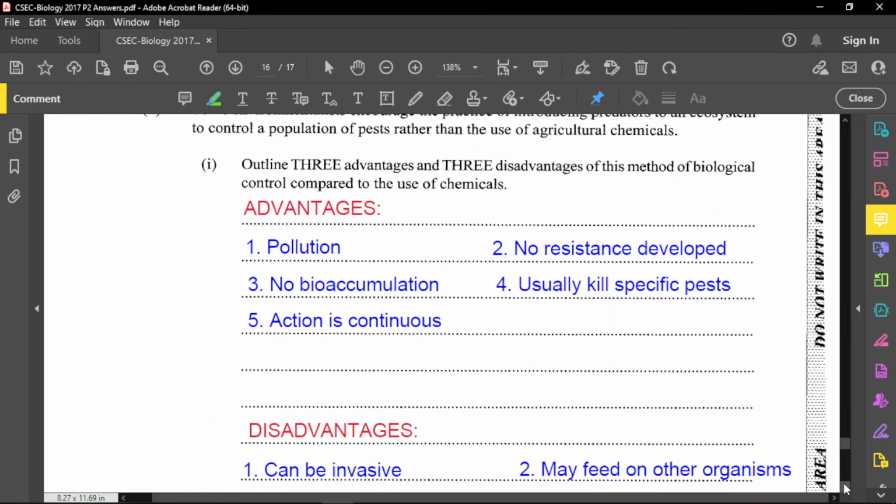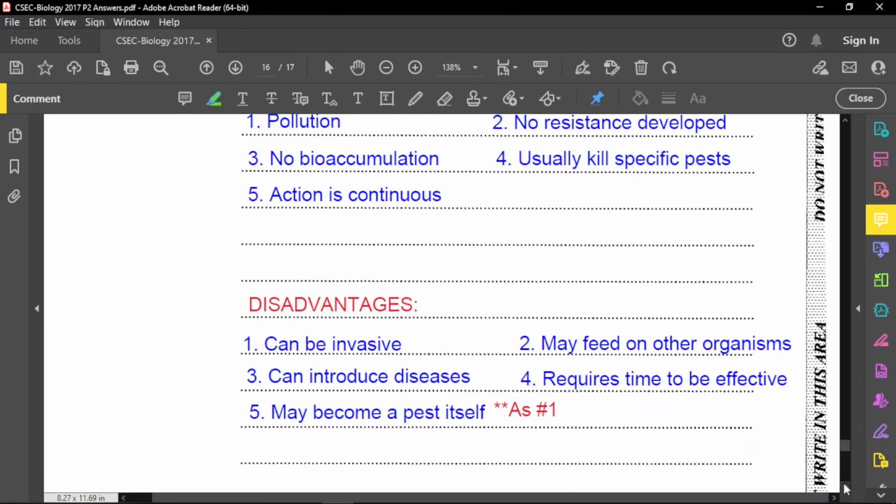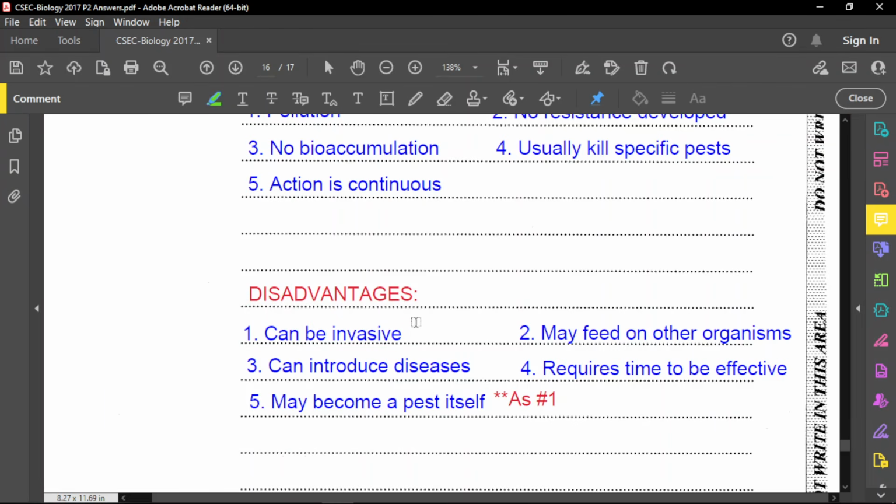Now, in terms of disadvantages, the organism that they use or the biological agent can eventually become invasive. As a matter of fact, this ties into number 5, which I'm going to discuss. They may feed on other organisms sometimes, which is rare, but that's also a possibility. They can introduce diseases.